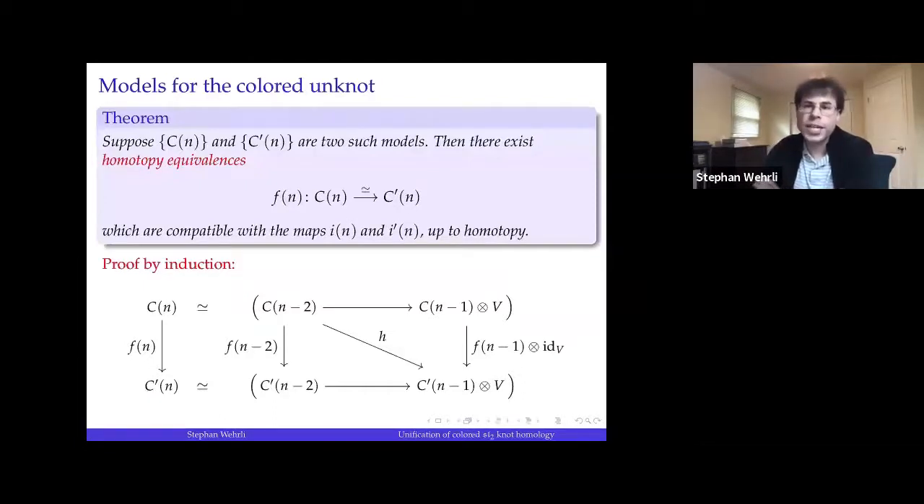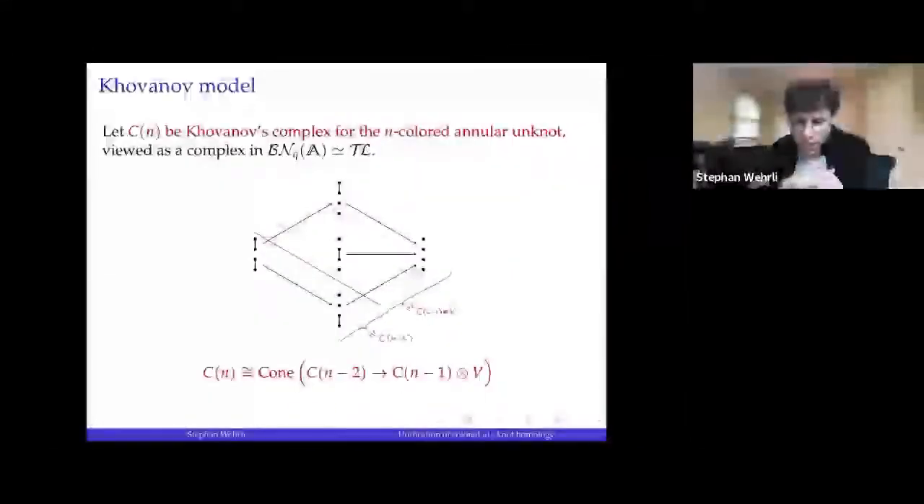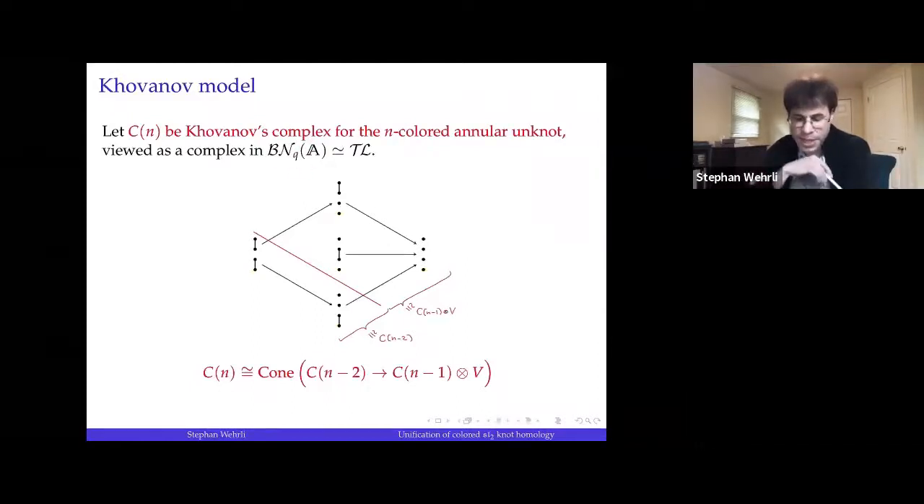And so to prove that Khovanov's construction and Cooper-Krushkal's construction are the same for the colored annular unknot, we just have to prove that they both provide models, that they both satisfy these axioms for a model that I stated before. So let me first discuss this for Khovanov's construction. So let Cn just be Khovanov's construction for the n colored unknot. We can view it as a complex in the Temperley-Lieb category. Of course, it's given by such a graph. So this is the example for n equals 4.